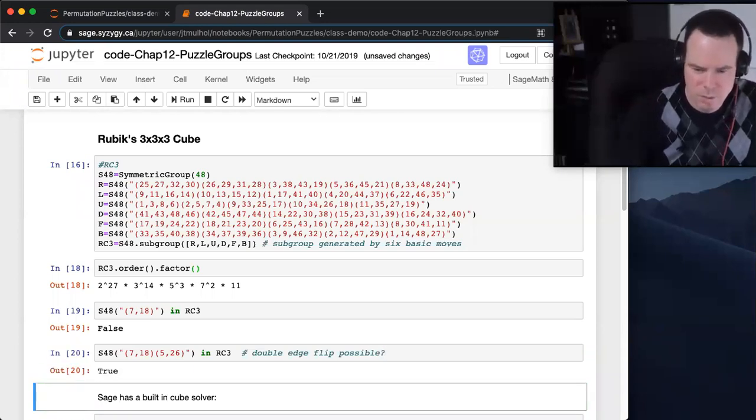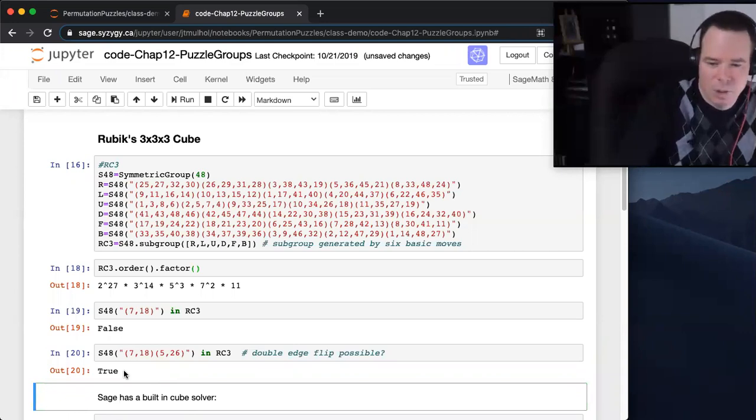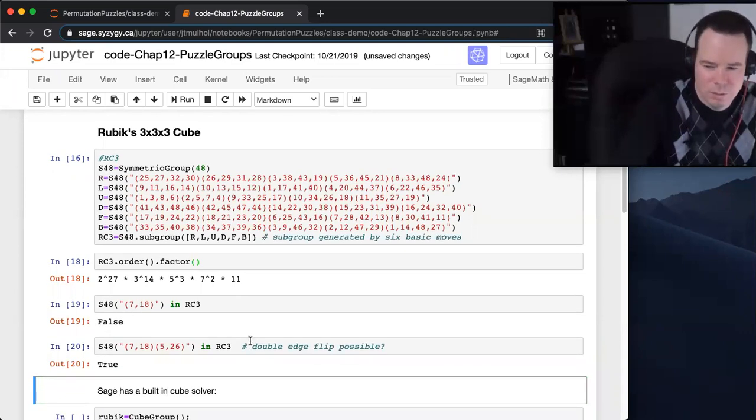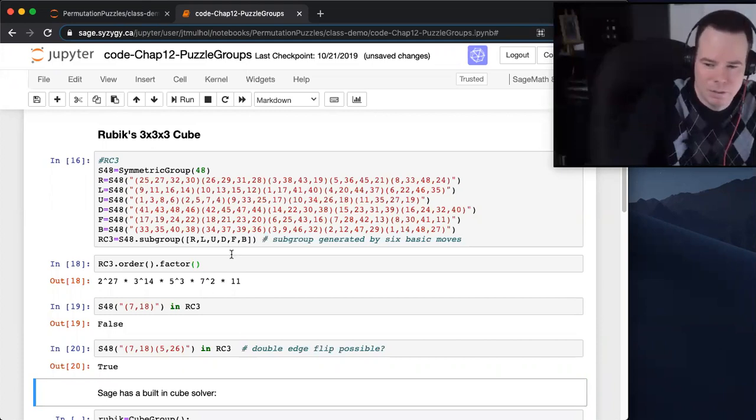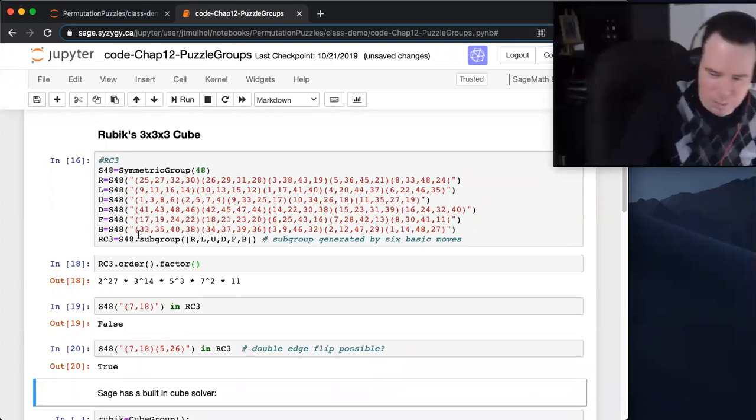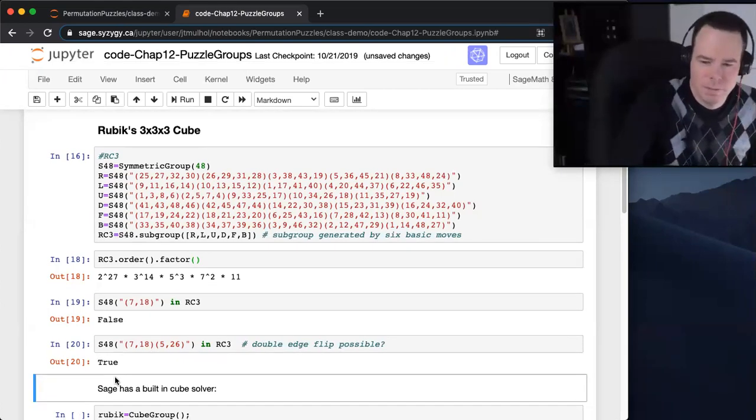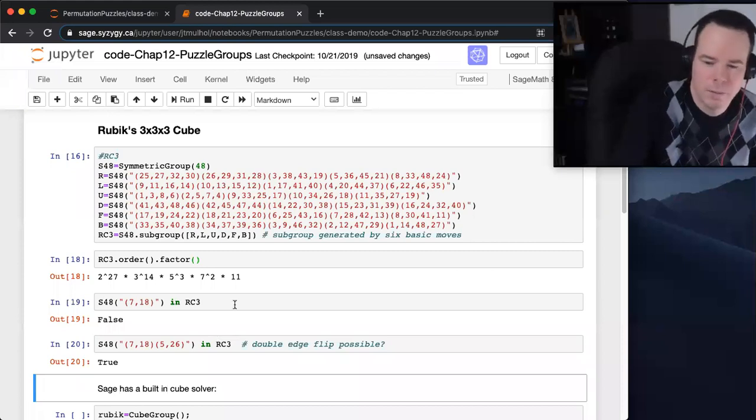And so we'll execute it. And true, yep, it is possible to flip 2 edges. So that tells us it's possible. It doesn't tell us how to do it, though. So that's one thing to keep in mind, that this is not telling us how we can do this double edge flip as a product of the R, L, Ds, Fs, and Bs. But it does at least tell us that certain things are possible. And now it's motivating us: okay, let's figure out how we can do it.